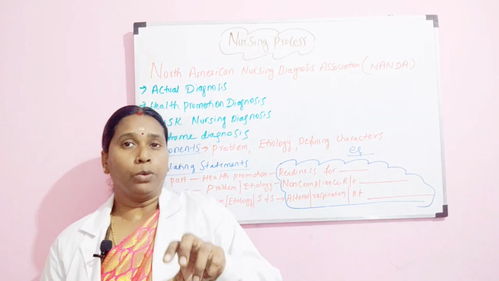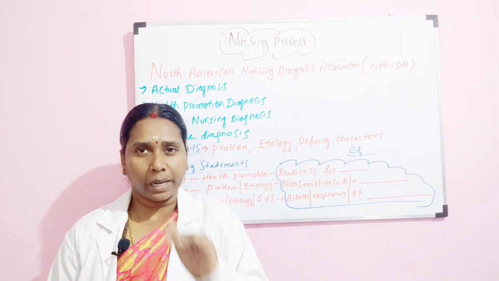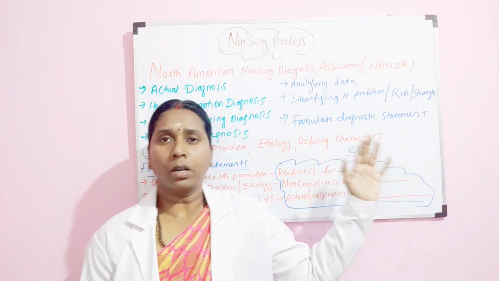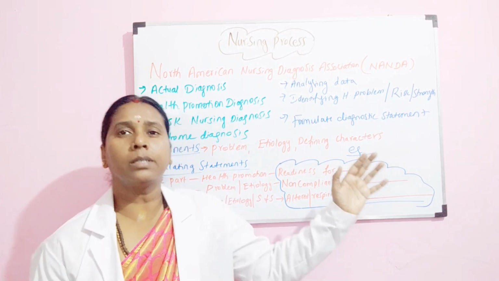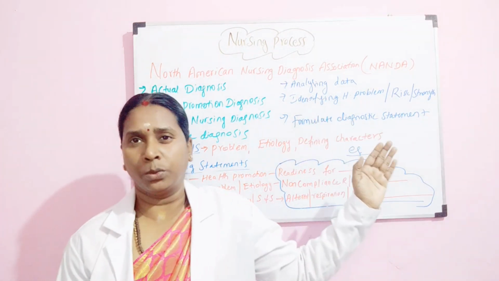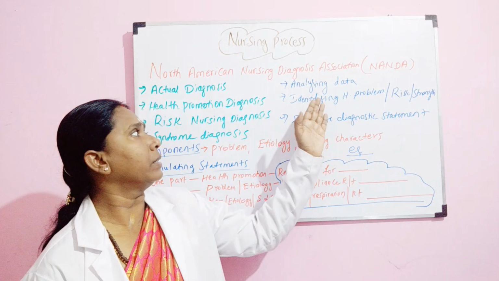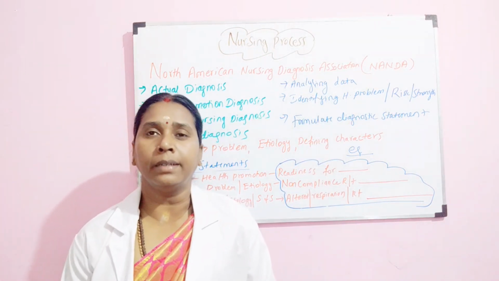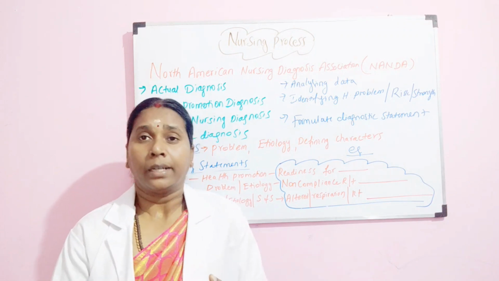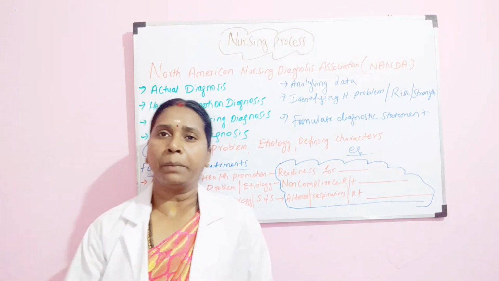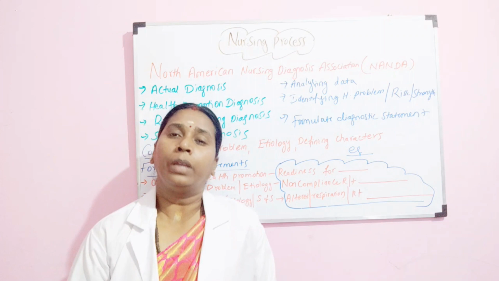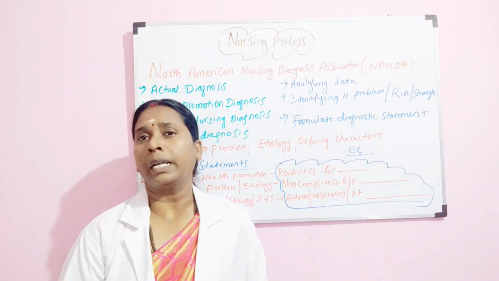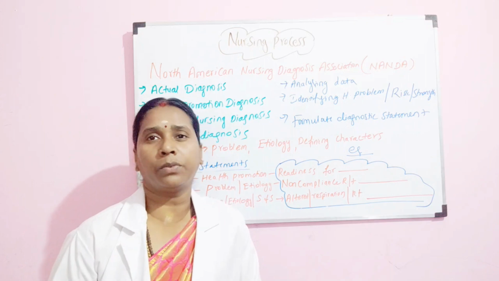So now you are able to understand these three areas of statement. When you want to formulate a NANDA diagnosis, you have three steps in doing so. The first step is analyzing data. When you want to analyze the data, first you will collect the data. First, in the assessment part, we have collected data. We have discussed the method of data collection, from whom we will collect the data and what are the types of data we have to collect.